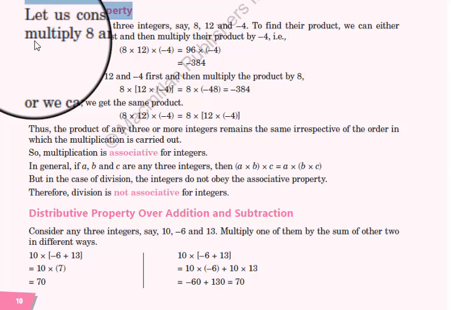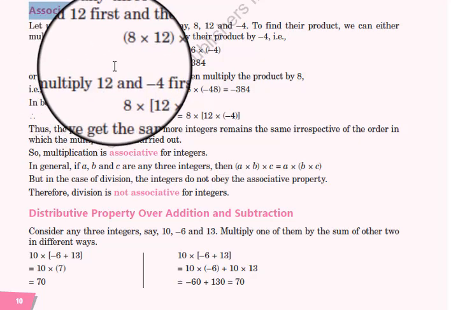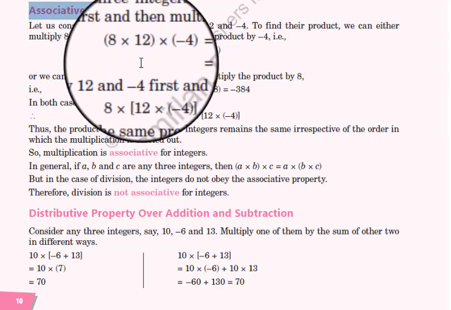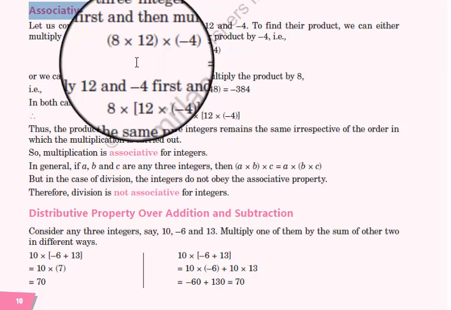As we discussed in the previous video regarding the associative property, we took the three integers 8, 12 and minus 4. I gave priority to multiplying 8 by 12 first, and whatever result I got, which is 96, I then multiplied by minus 4. I got the answer minus 384.